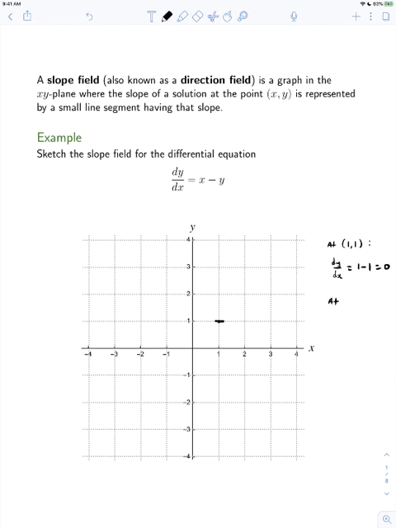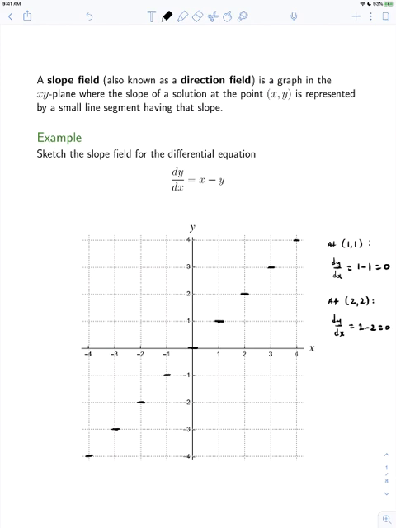So at 2, comma 2, we have the same thing. dy dx is equal to 2 minus 2, which is also equal to 0. So that's going to have a small horizontal line segment there. In fact, any of these points where x is equal to y will have that, even at the origin. If we pick a point where x is not equal to y, we might get a different result.